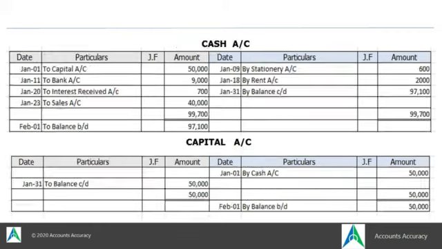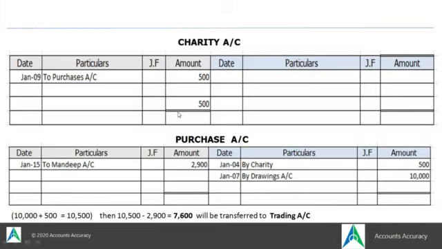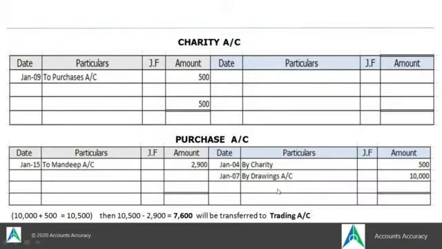When it is prepared, all the expenses and losses are transferred to the trading and P&L account. Next comes the purchases account. For the purchases account, again all the journals related to purchases will be posted to the purchases ledger account. You can see charity is there, so you will write it as January 4, by charity, 500. Another related item is drawings, so by drawings, January 7, 10,000, will again be posted to the purchases account.